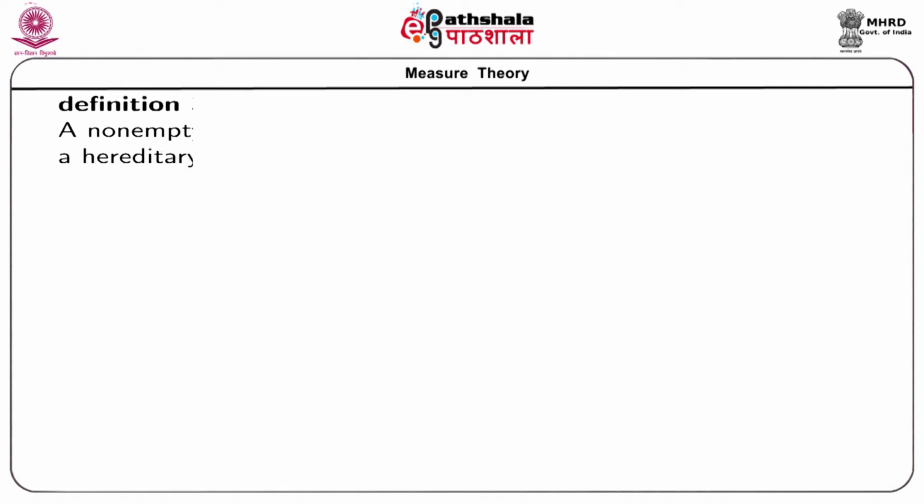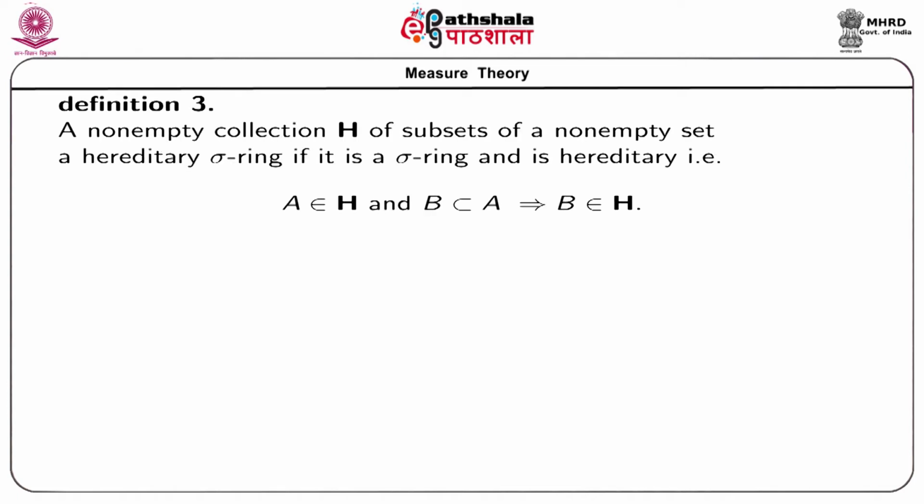We now introduce our third definition. A non-empty collection H of subsets of a non-empty set X is called a hereditary sigma ring if it is a sigma ring and is hereditary, that is, whenever A belongs to H and B is a subset of A, then B belongs to H. That is, whenever a set belongs to the collection H, all its subsets also belong to H.